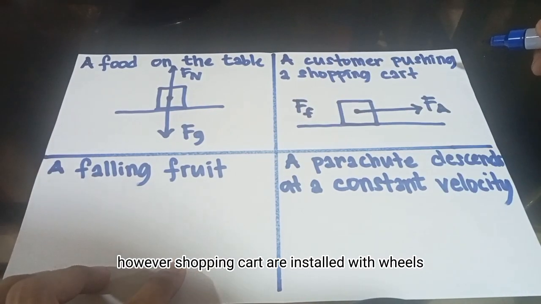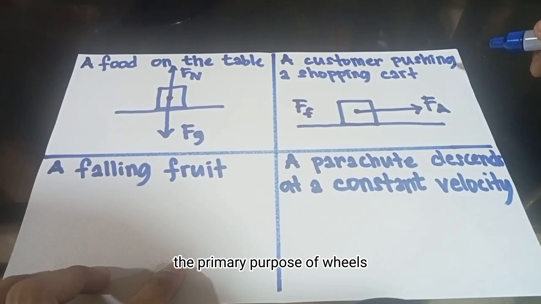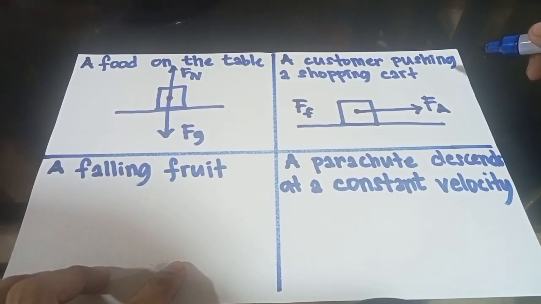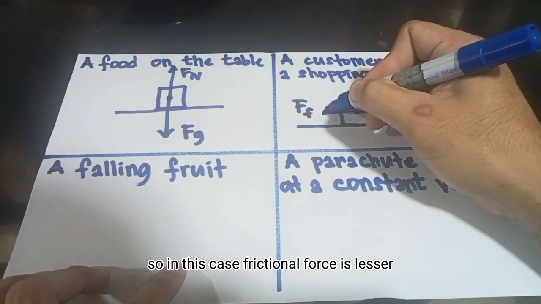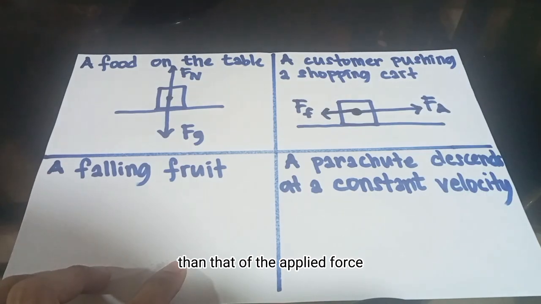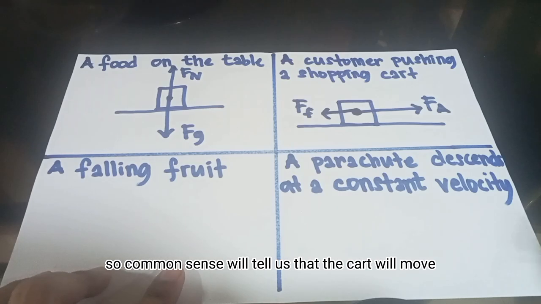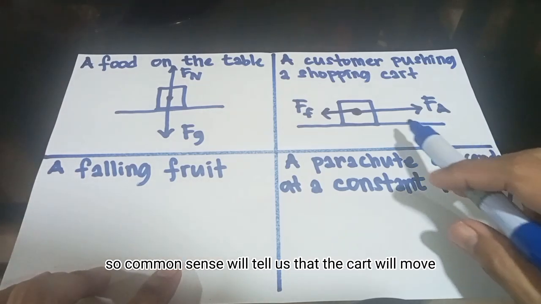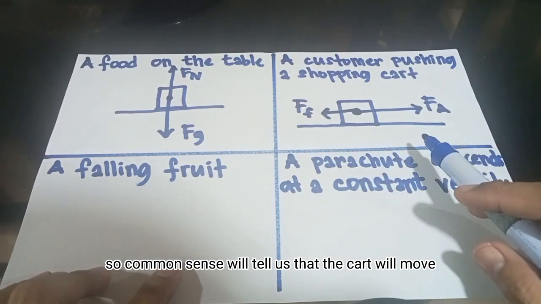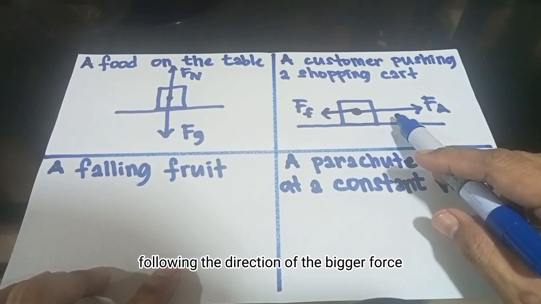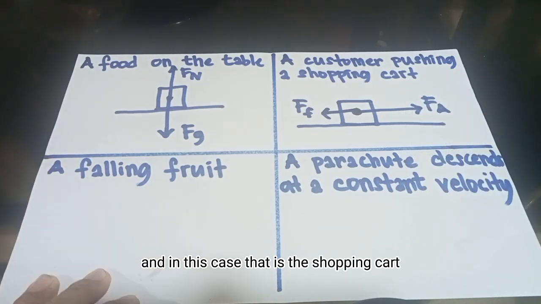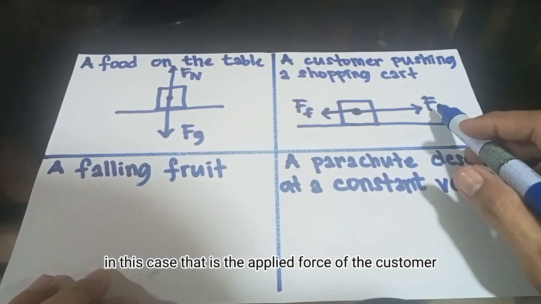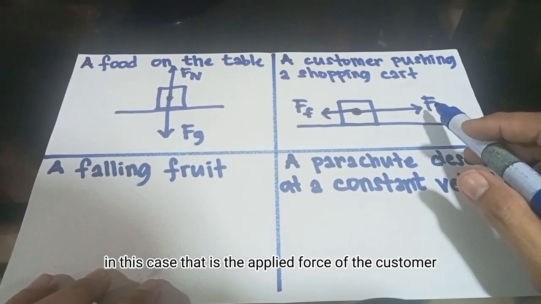However, shopping carts are installed with wheels. The primary purpose of wheels is that they minimize friction. So in this case, frictional force is lesser than the applied force. Common sense will tell us that the cart will move following the direction of the bigger force. And in this case, that is the applied force of the customer.